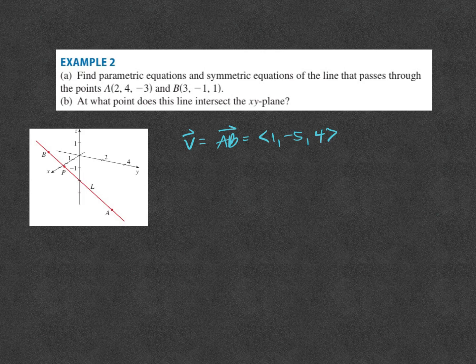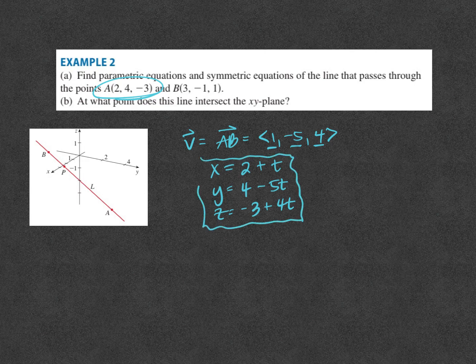So this is our direction vector, and this is equal to ABC. Keep that in mind. And we can choose either of these points. I'm going to choose point A. Then our parametric equations are x equals the point, which is 2, plus 1t, y equals the y value, which is 4, minus 5t, because that's our b. And then z equals the z value, negative 3, plus c, which is 4 times t. So that's our parametric equation, part of part A.